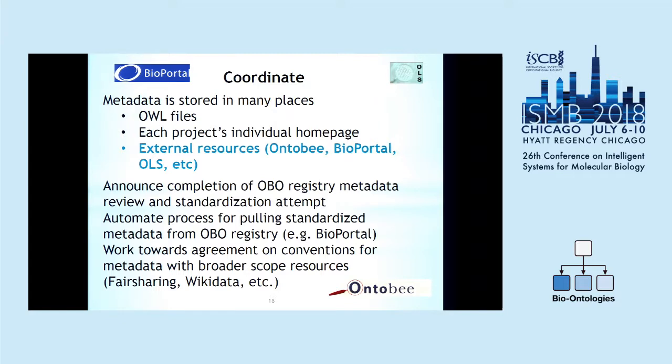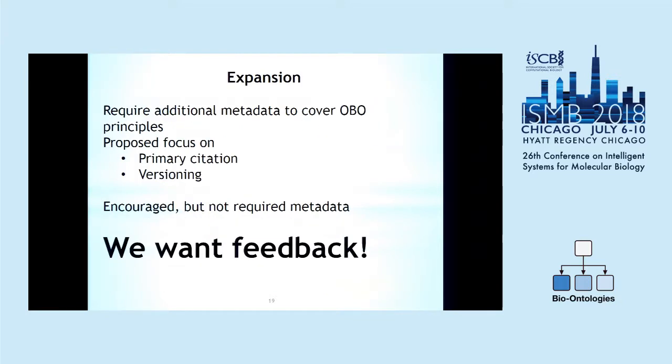So things like homepages and emails aren't specific to ontologies, so we want to coordinate with FAIR Sharing, Wikidata, and other sources like that for whatever metadata people deem is important, how they want to store it. We want to be involved and keep up to date. And then we want to expand what we've done. We just picked those 9 tags to start, but there's other types of metadata that the OBO principles deem important.